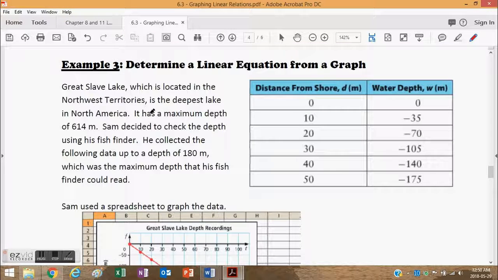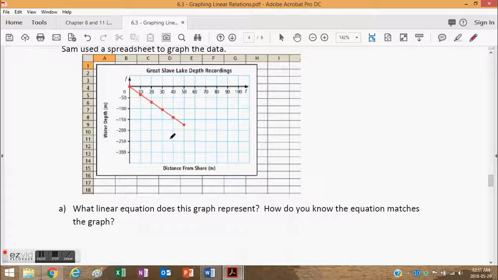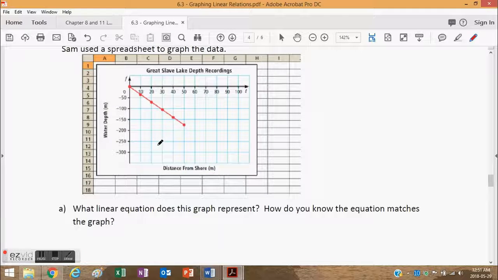Great Slave Lake, Northwest Territories, you can find it on the map if you want. It is the deepest lake in North America. Maximum depth is 614 meters deep. Sam decided to check the depth using his fish finder. He collected the following data up to a depth of 180 meters, which was the maximum depth that his fish finder could read. So there's the data. He made a graph, or got lazy and made it on a spreadsheet, I should say.